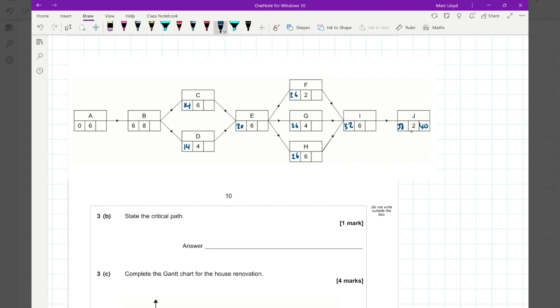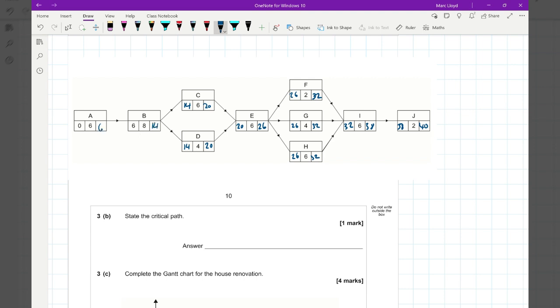So our latest finish time, in order to not delay the project, is 38. 38 take away 6 is 32. So all of these have got a 32 on them. And then 32 take away 6 is 26. 26 take away 6 is 20. 20 take away 6 is 14. 14 take away 8 is 6.